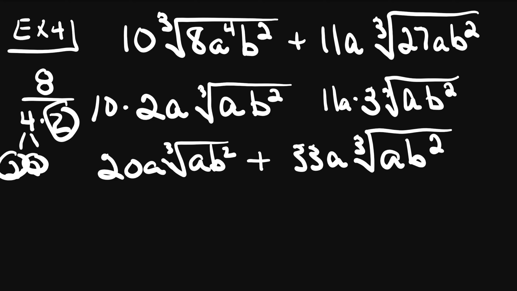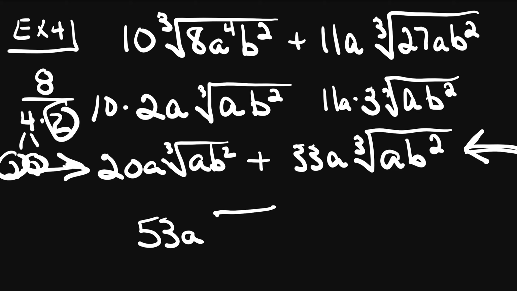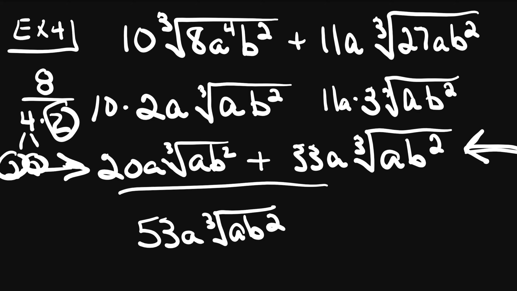Okay, and this is where I'm at this moment here. Everything's, now I just have easy addition. 20a plus 33a is going to give me 53a times the cube root of ab squared. And that's how lovely it is.